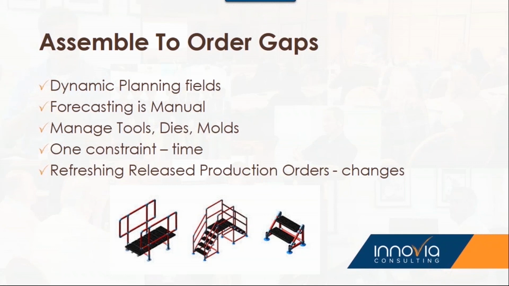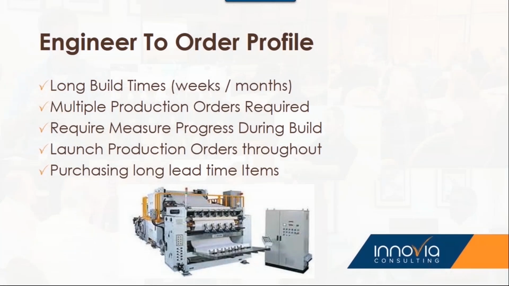Okay, this is the last one. Try and go through this quickly, time for questions. Okay, typically long build time items. I worked with a company that made paper converting equipment. That machine was on the floor for 9 months. 2,000 production orders. That's an extreme, but yes, been through that puzzle.